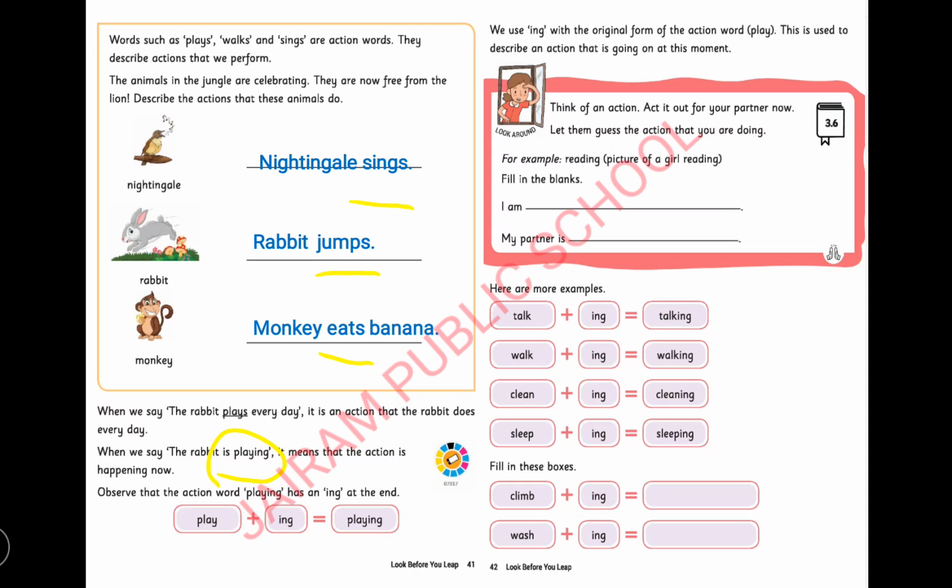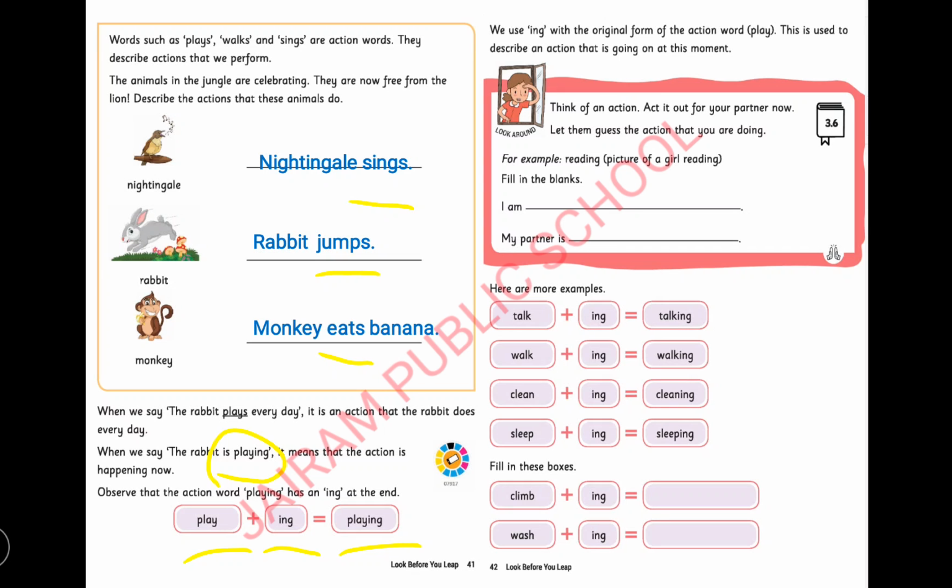Okay. Observe that the action word playing has an ing at the end. Playing. So play plus ing is called playing. Play plus ing equal to playing. So we use ing with the original form of the action word play. This is used to describe an action that is going on at this moment. Ongoing action means the action which is going on at the moment. That is the ongoing action.